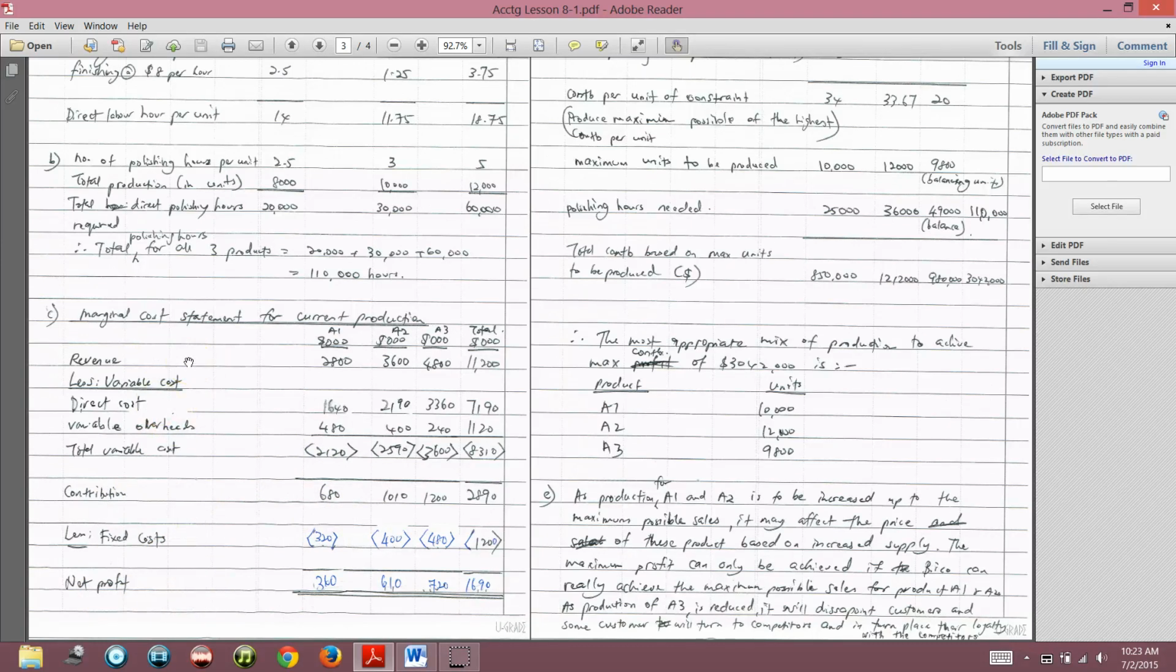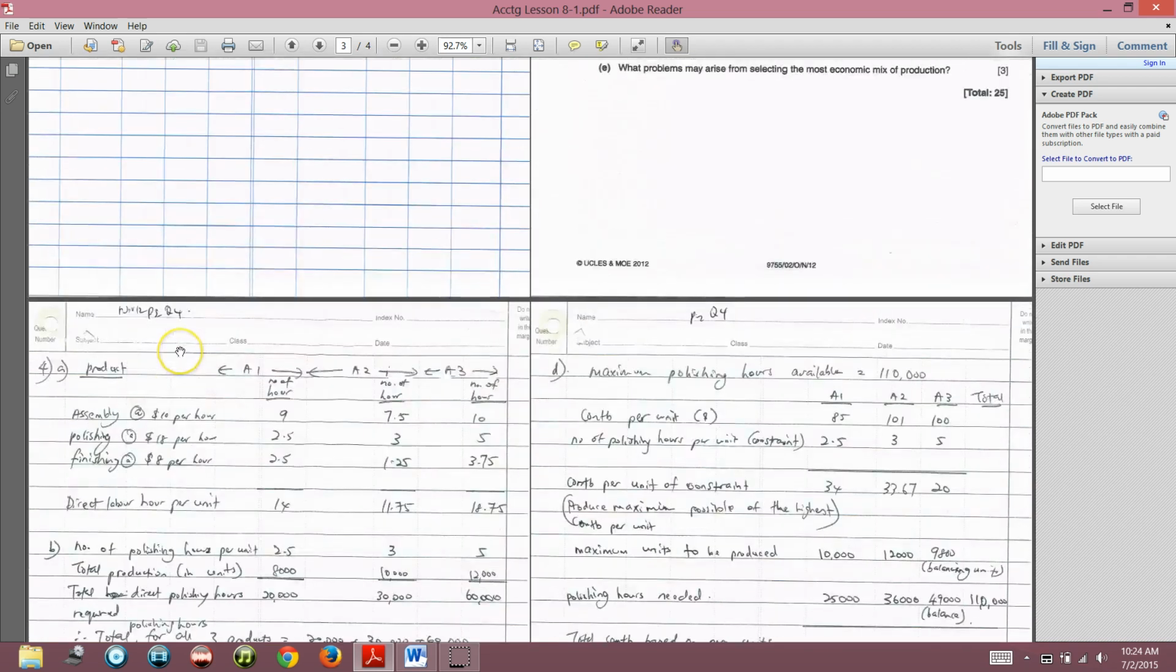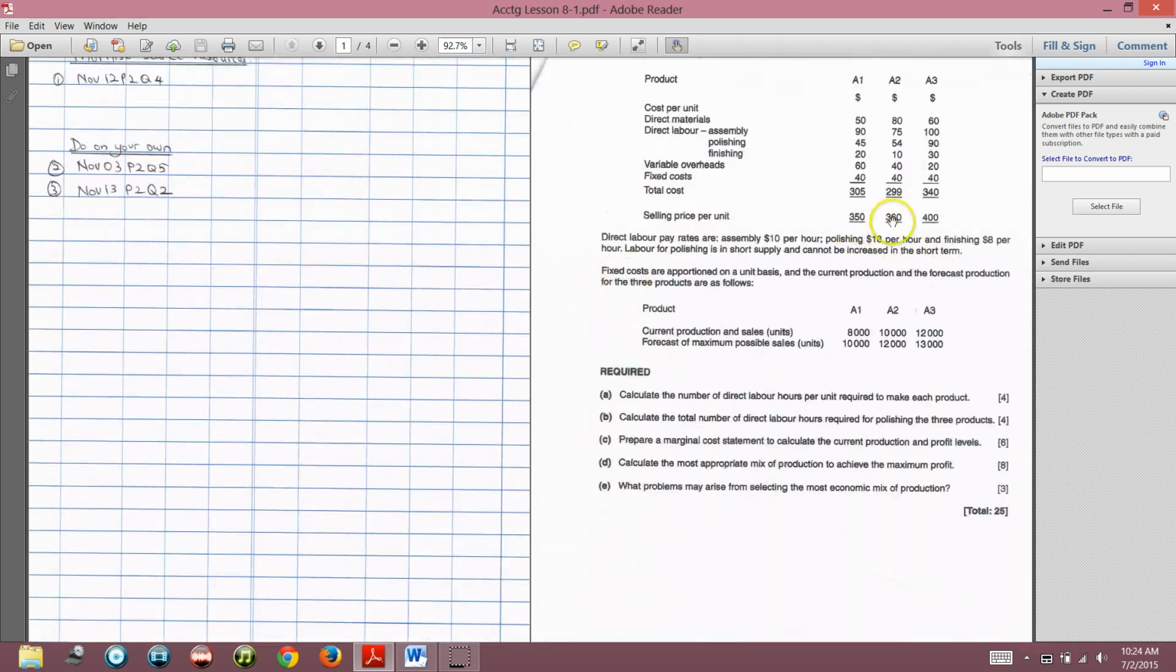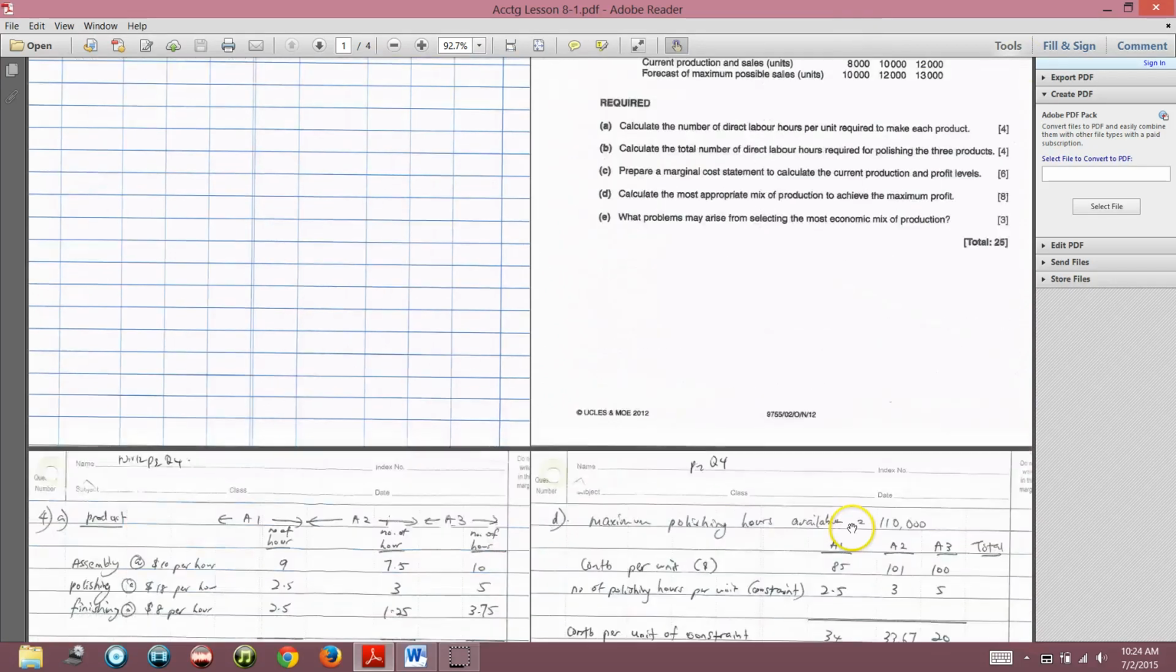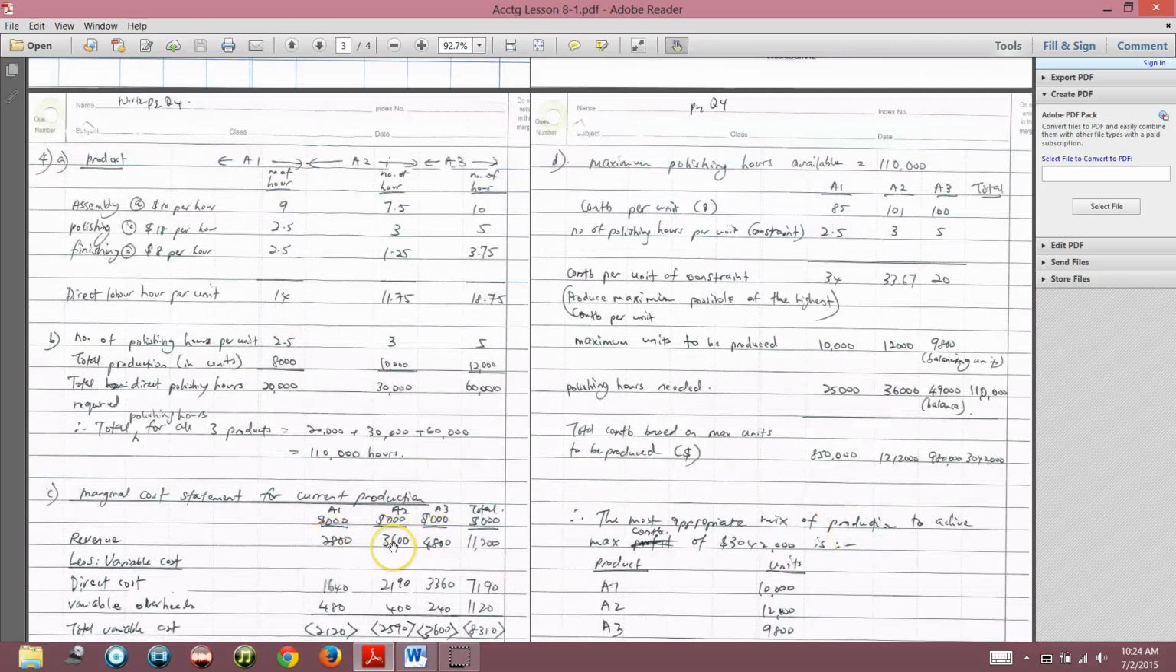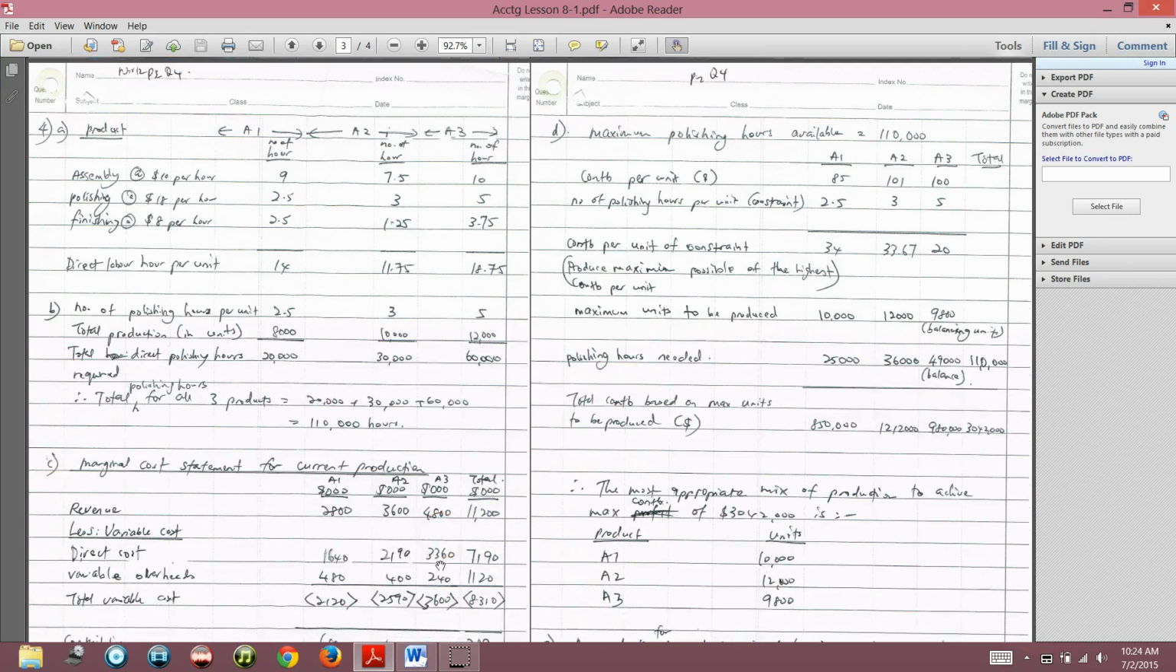Revenue: would it be easy to calculate? The question has told us the current production and sales in units: A1 is 8,000, A2 is 10,000, A3 is 12,000. What is the selling price? The selling price is also given in the question: 350, 360 and 400. Just take 350 times 8, because it's in thousands, so you cut off all the zeros. 350 times 8 is 2,800, so my revenue will be 2,800. A2, same thing, 360 times 10 is 3,600. And A3, then you total up and put in the total column. Then direct cost.